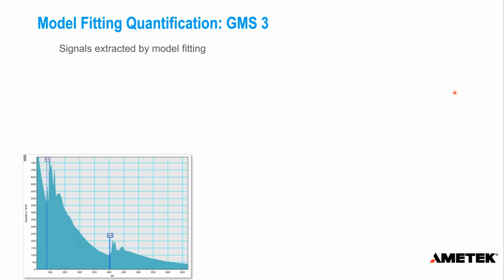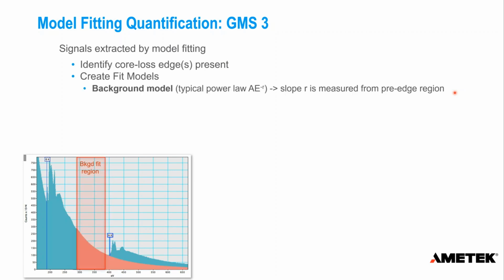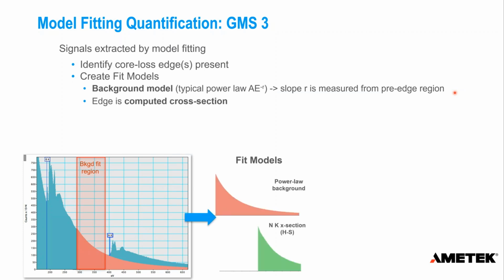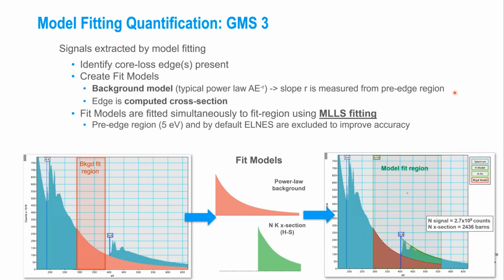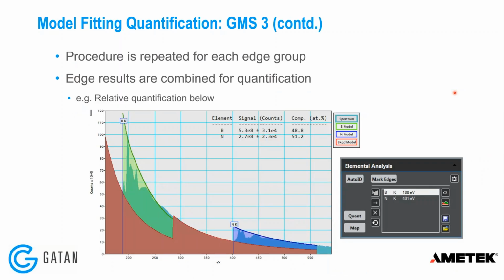So model fitting quantification in GMS3, we are fitting signals by model fitting. So we need to identify the core loss edge or edges present in the spectrum, create fit models. So the first fit model is a background model. So it's typically a power law with the exponent determined from this pre-edge fit region. And then the second fit model is the computed cross-section. So this is what I was talking about with these Hartree-Slater cross-section shapes. So the fit models are fitted simultaneously to a single fit region using multilinear least squares fitting. So we have a pre-edge region of 5 eV, and by default, the ELNES is excluded to improve accuracy. So this procedure will be repeated for every edge group, and the edge results are combined for quantification.